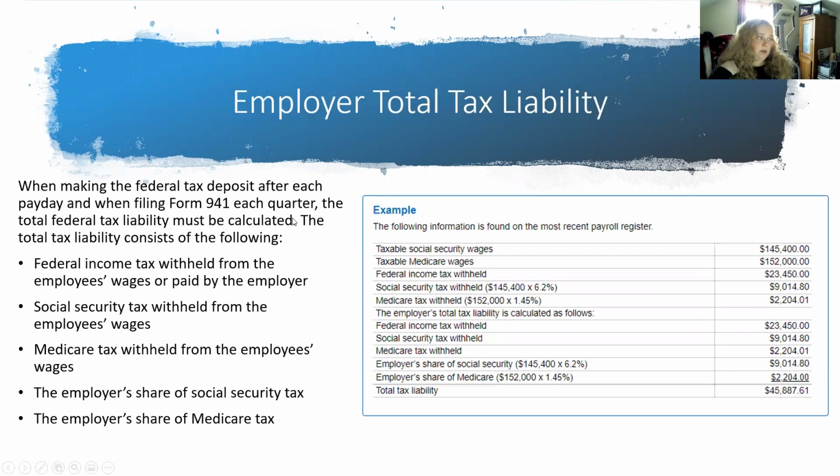So the total tax liability for an employer is important when you're making federal 941 deposits, to make sure that you're depositing those on a timely schedule based off of your liability. So the total liability for the employer comes from federal income tax withheld from the employees, as well as Social Security withheld from the employees, and Medicare withheld from the employees, as well as the employer's share of both Social Security and Medicare tax. So it's not just what you're withholding from the employee, it's combined with the employer's share as well.